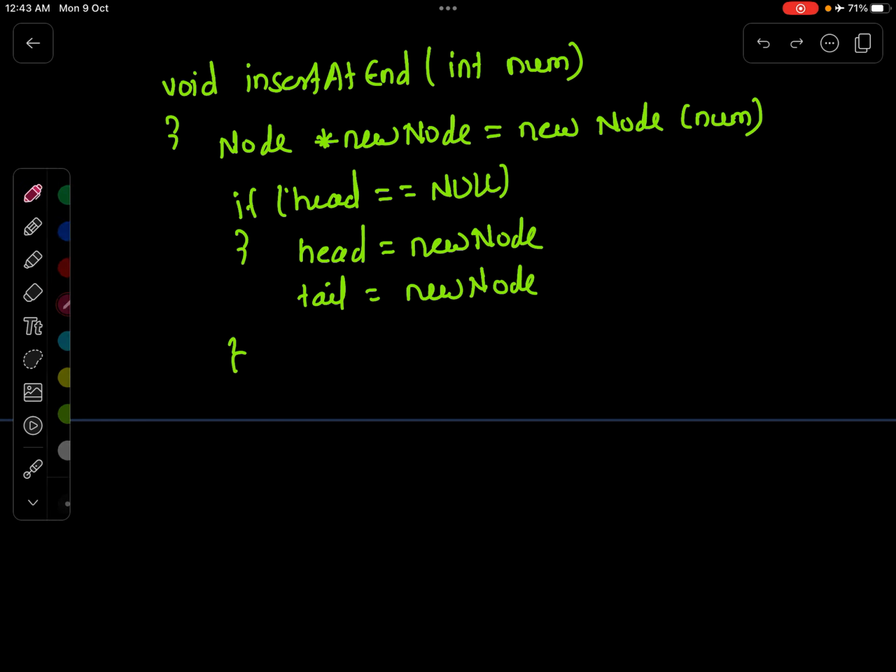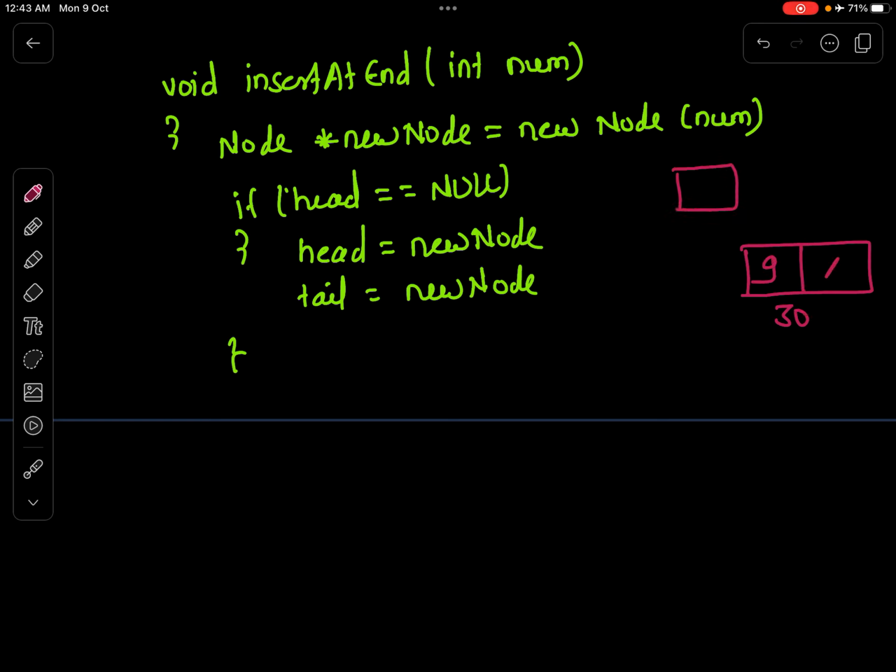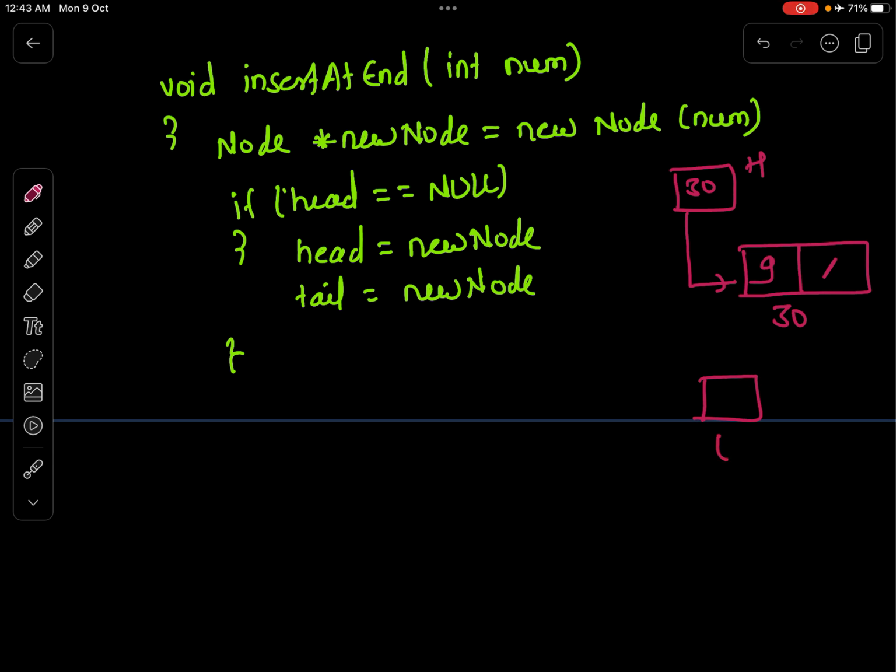I will be creating my first node whose address is 30, the element is 9 and the next is null. So what I am doing is I am keeping the head, which contains 30, pointing to this, and also I am keeping the tail, which is also pointing to this. I hope you got me.